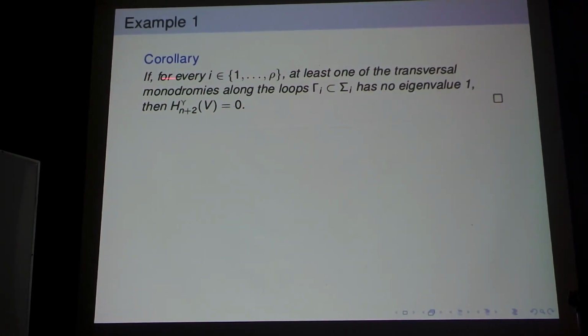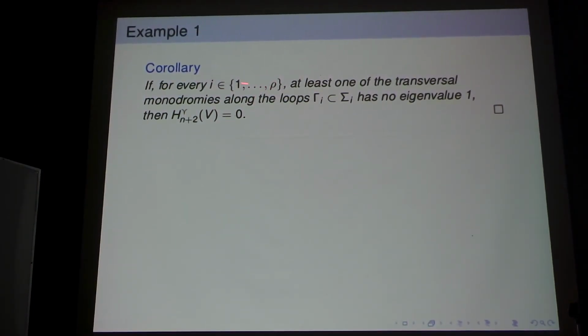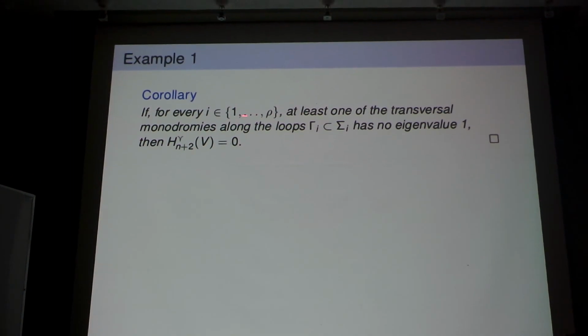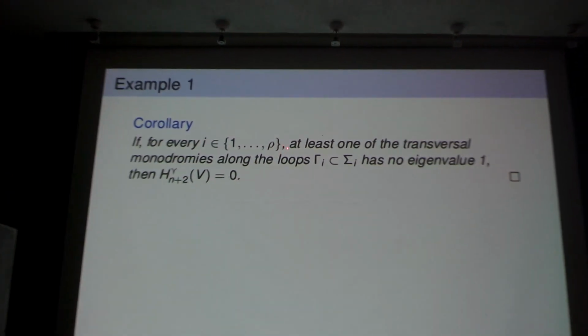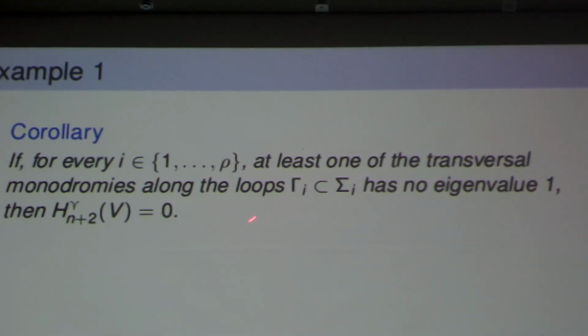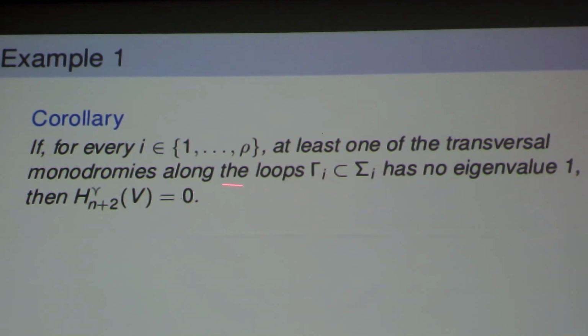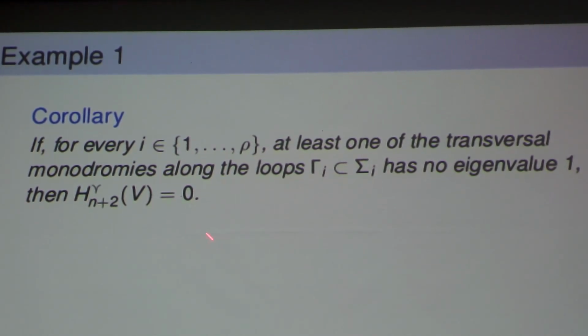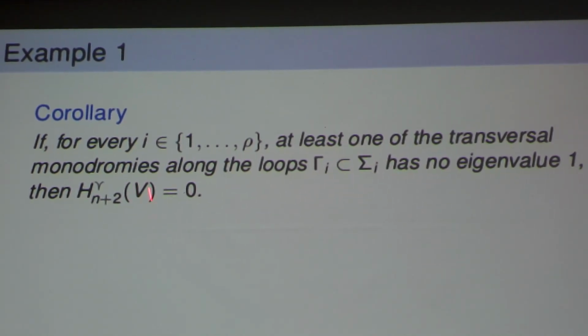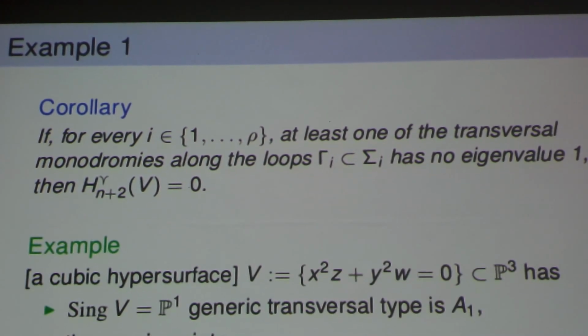If for each I, where I is the numbering of the irreducible components of the singular set, there is at least one of the transversal monodromies on the loops with no eigenvalue 1, then the vanishing homology of this guy is 0.